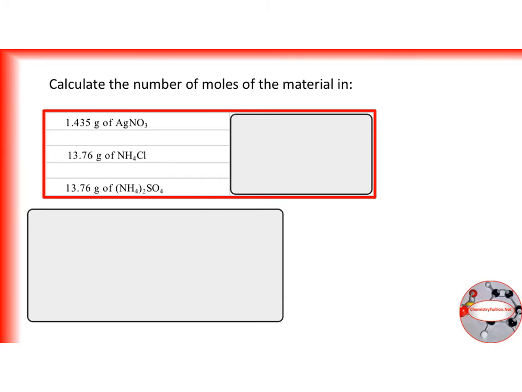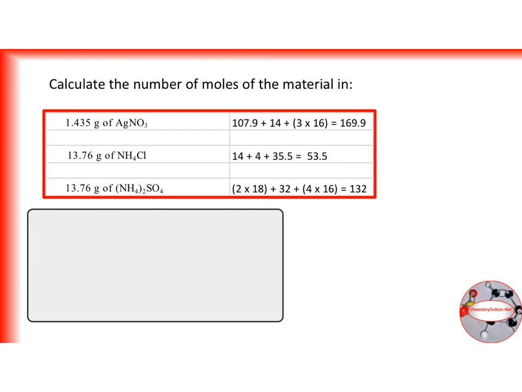So in order to use the equation of moles equals mass divided by the relative formula mass or relative molecular mass, I need to work out the relative molecular mass or relative formula mass. So those I've done there are exactly the same as the previous example. So I've now got my molar masses, and now I'm going to work out the answers to those.